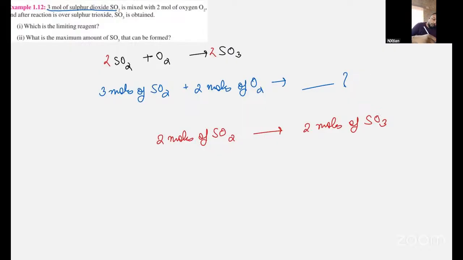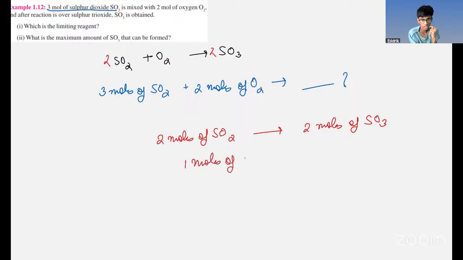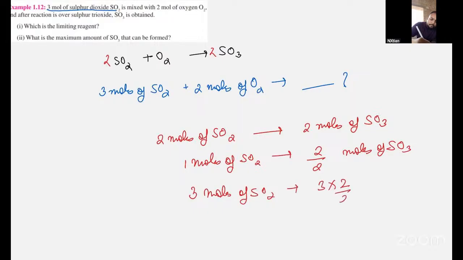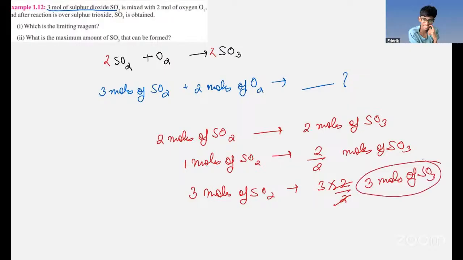So 1 mole of SO2 will give how much? 2 by 2 moles of SO3. So 3 moles of SO2 will give how much? 3 into 2 by 2, which means 3 moles of SO3 will be formed by SO2. Did you understand?